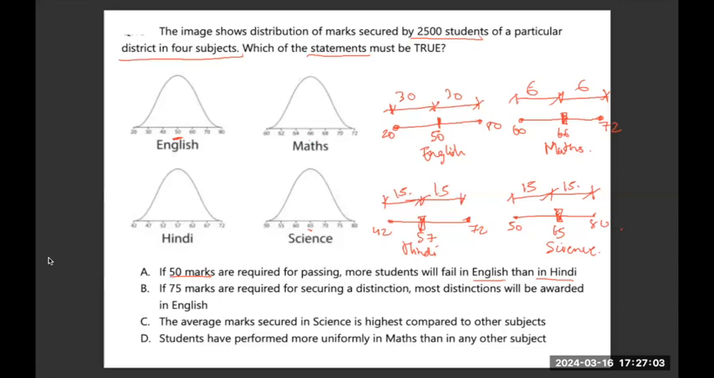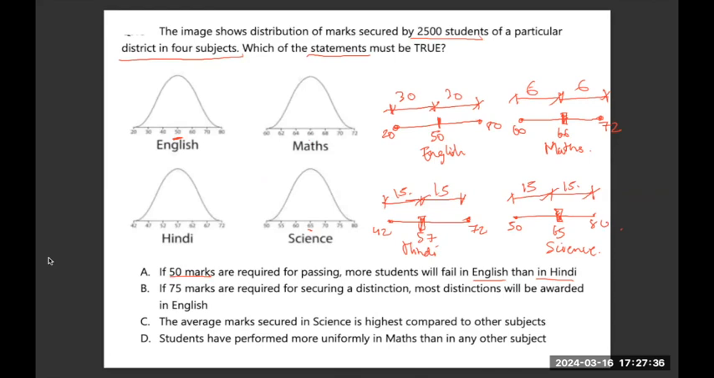Once you're done with this, what I'm trying to do is find the distribution of the grades from the average grades, and what is the standard deviation? The deviation in English is 30 on both the sides. Maths is 6 marks from the average. Hindi is 15 marks from the average, and science is also 15 marks from the average. Just do this small exercise, it's very quick.